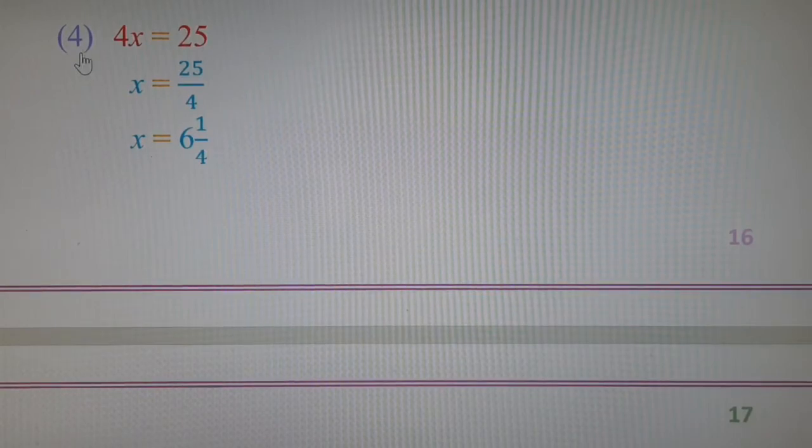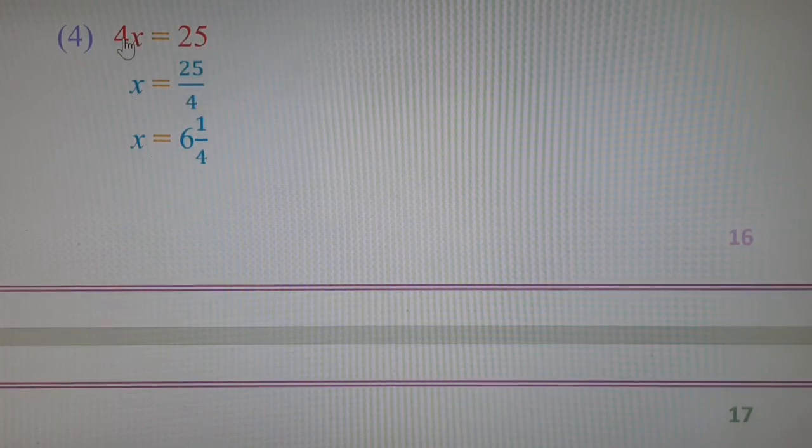Main question 2, sub question 4. 4x equal to 25. Here the value of x has to be found out. So x has to be kept alone. So the variable has to be kept alone. Alphabet is known as the variable. Here x is known as the variable. x has to be kept alone, and the number 4 has to be transferred to the other side in order to solve and find the answer of x.